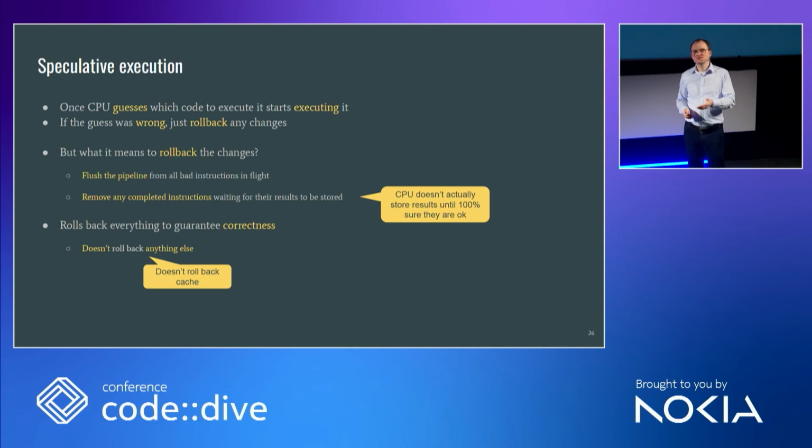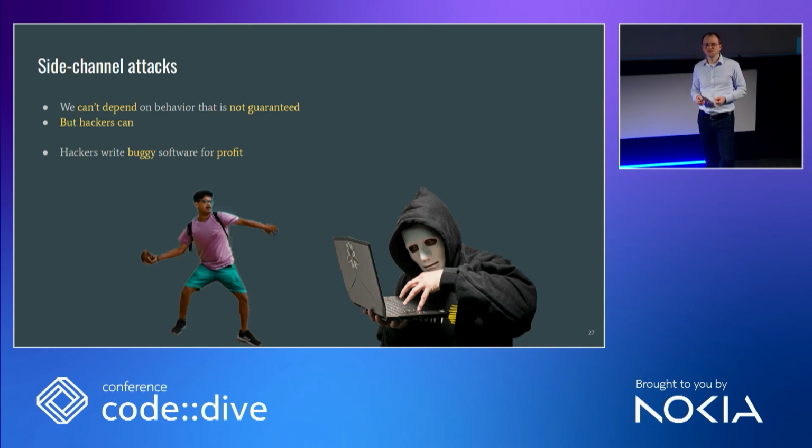So for example, it doesn't roll back the cache, because cache is just an optimization. And basically, you cannot depend on something being in cache. CPU is free to do whatever it wants there. So yeah, we cannot depend on those things that CPU does not guarantee, but hackers can, and they do. So basically, hackers are writing buggy software for profit, which we all do, to be honest, but they are the bad guys.